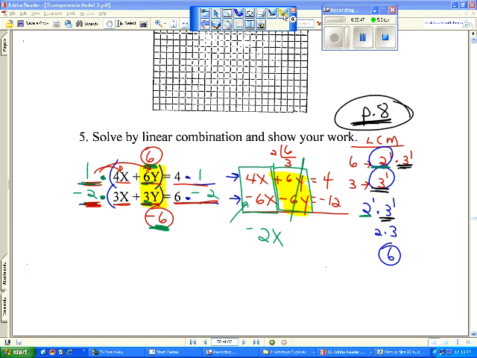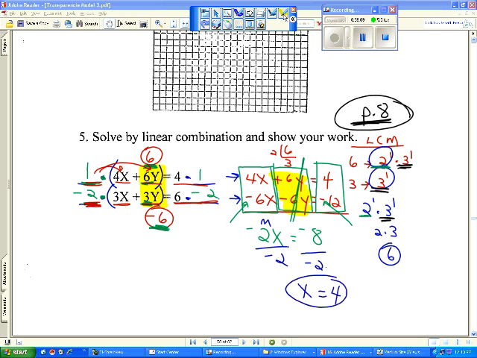My y's are additive inverses. They cancel. I look at my numbers, my constants. When you add or subtract with different signs, you subtract and take the larger, which was negative. Now we undo multiplication by division, and we get x is equal to 4.